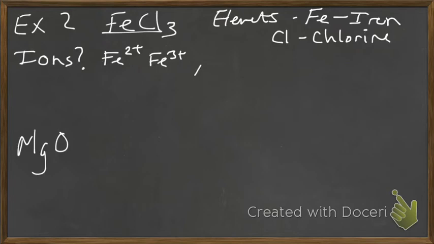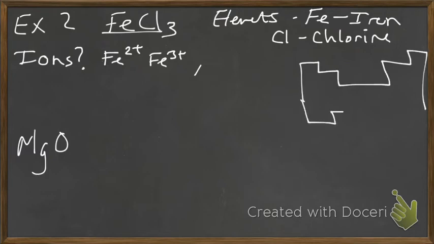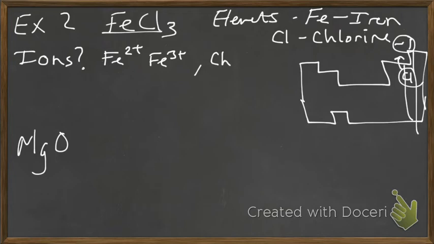Chlorine, however, again, if I look at my periodic table, probably spending way too much time drawing this out. I should just be pasting it each time. Anyways, chlorine is group 17. It's very reactive. It's a halogen. Group 17 has a charge of -1. So chlorine for sure is -1. And this is my non-metal.